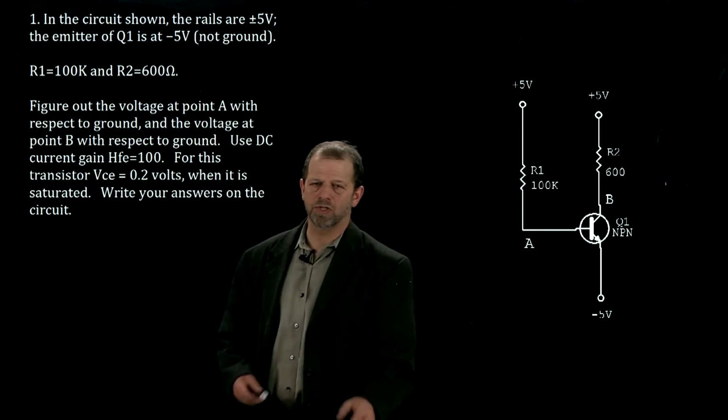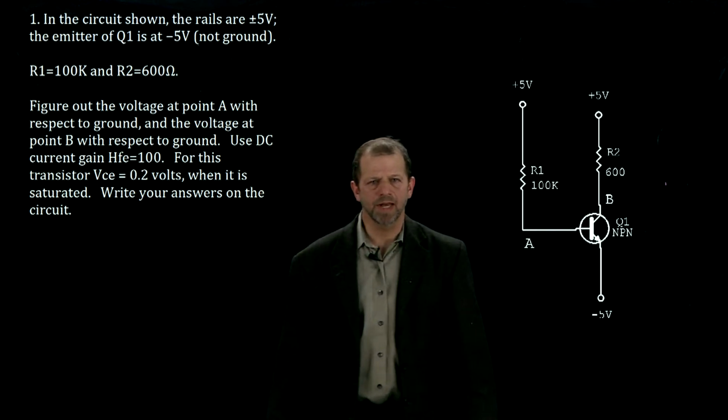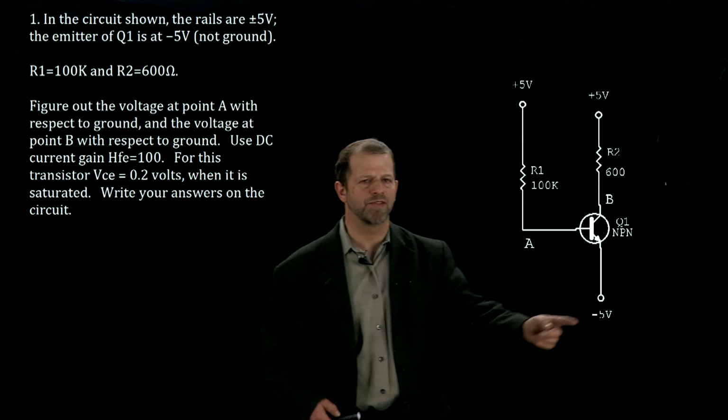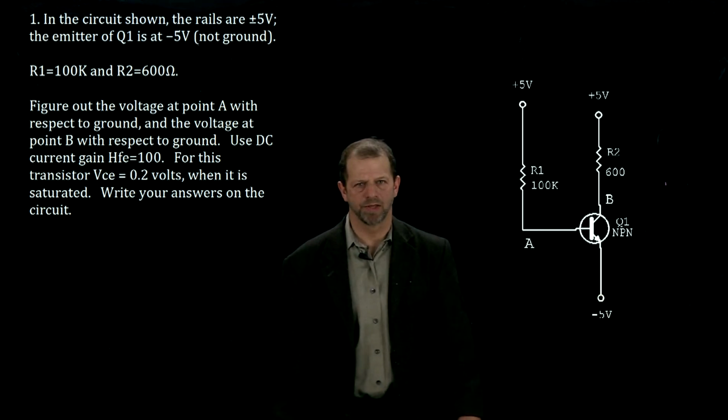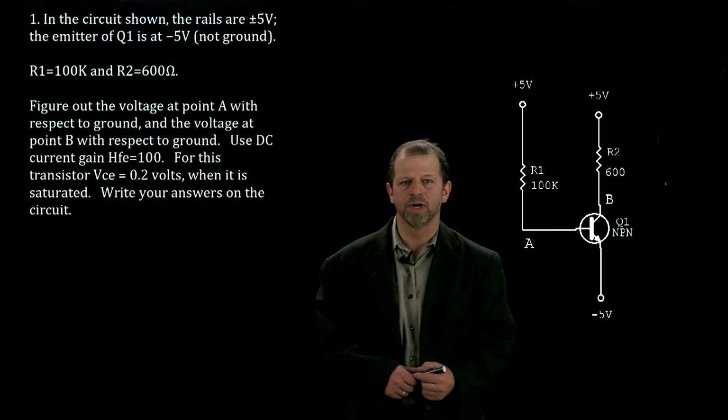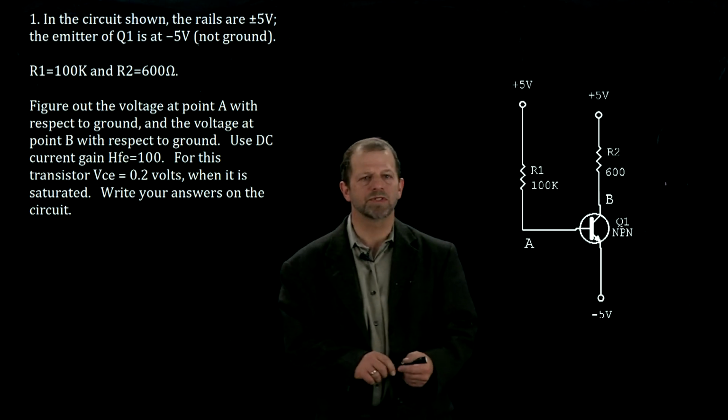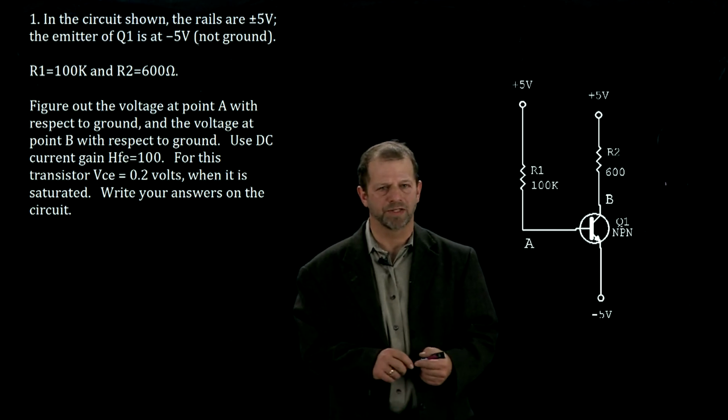Okay, this is the first question on the 2010 exam. It's an NPN circuit as usual, but we have the complication that the emitter here is at -5 volts rather than the more familiar level of ground. So first thing to do is to figure out what's going on with the base emitter connection.